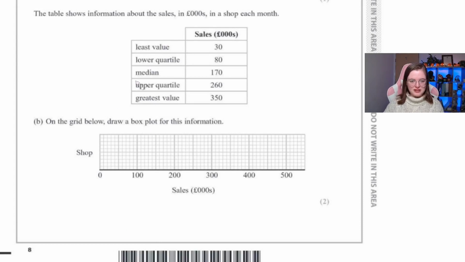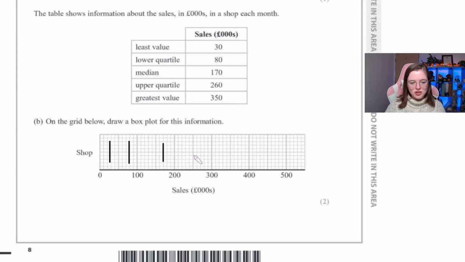So we get my straight line to that. So least value is 30. These lines are 10 each because 10 of them get to 100. Therefore, there must be 10 each. So 0, 10, 20, 30 is then this guy there. Okay. Lower quartile is 80, which will be that one there. And then median is 170, which is 50, 60, 70.